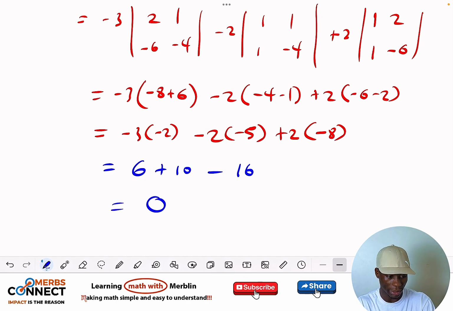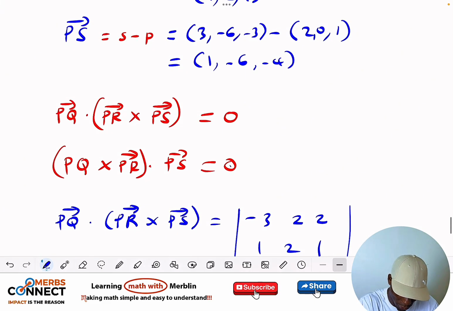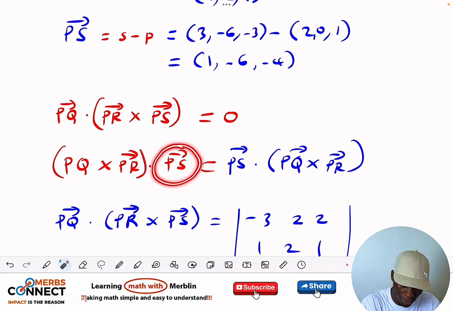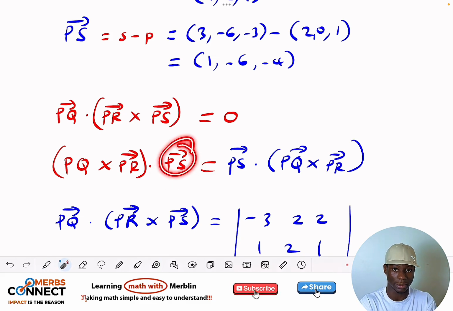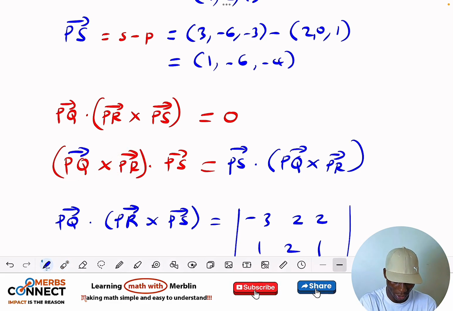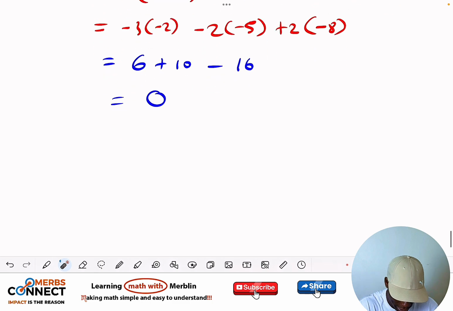Now let's check the last one, and then we see what we are going to do. The last one can be written as PS dot PQ cross PR. I can write this one first because it's a dot product. Dot product is commutative. It is cross product which is not commutative. I cannot write this one first before this when I'm dealing with cross, but this one is dot here, so I can write it this way. So I want to show that this one too is equal to 0. So let's do that, and then let's see.